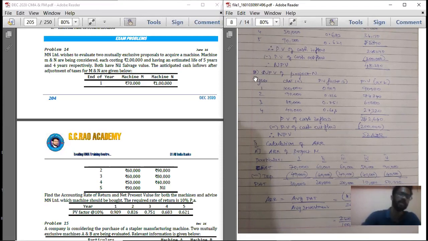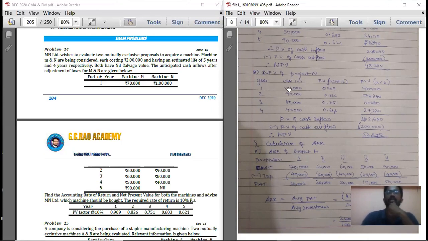So see, the number of years of project M is 5 years, whereas project N is 4 years. So machine N has only 4 years of CFAT. So record below that years 1, 2, 3, 4. Record 4 rows: year 1, year 2, year 3, and year 4.